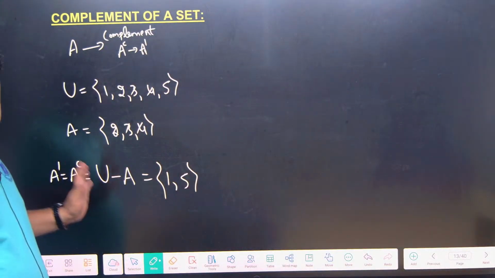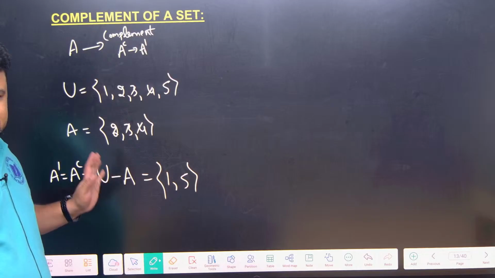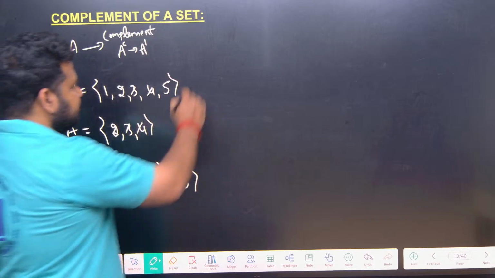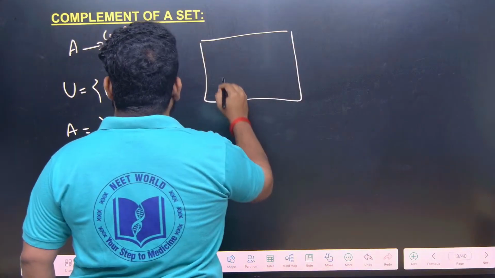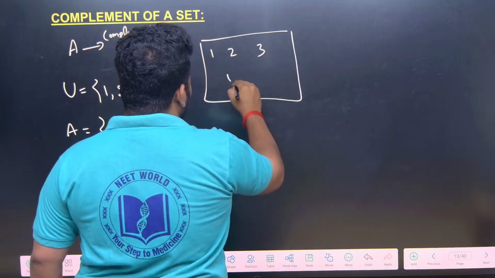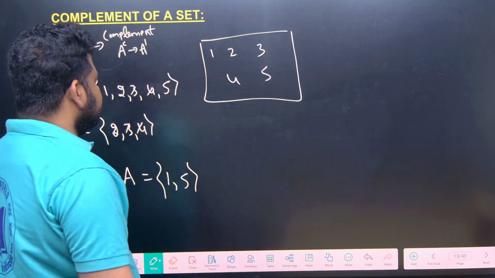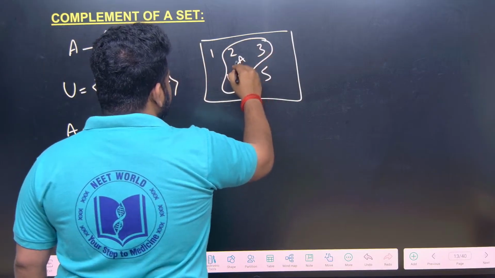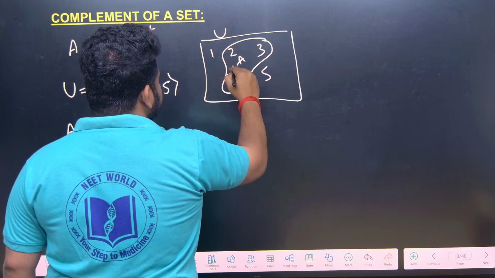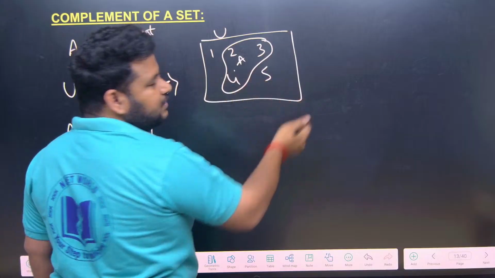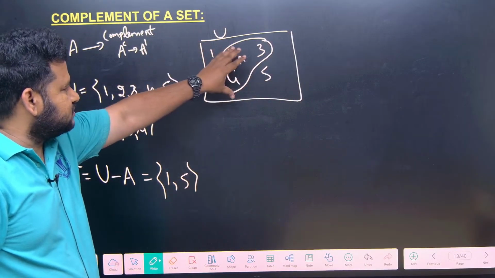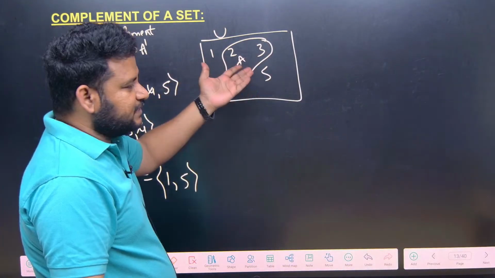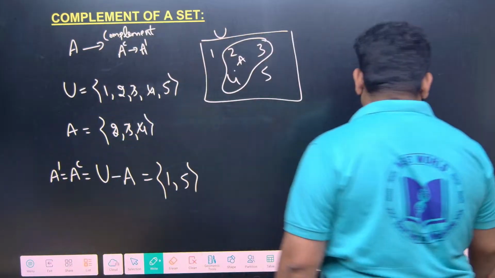So A complement means from the universal set you will remove all the elements that are present in set A. So here you will get 1, 5 in this example. Suppose you take the example like this: the universal set has the elements 1, 2, 3, 4, 5. Out of this, 2, 3, 4 belong to set A. The remaining, this 1 and 5, are A complement. That is, from U if you remove A, what you get is A complement. Clear? Fairly simple concepts.